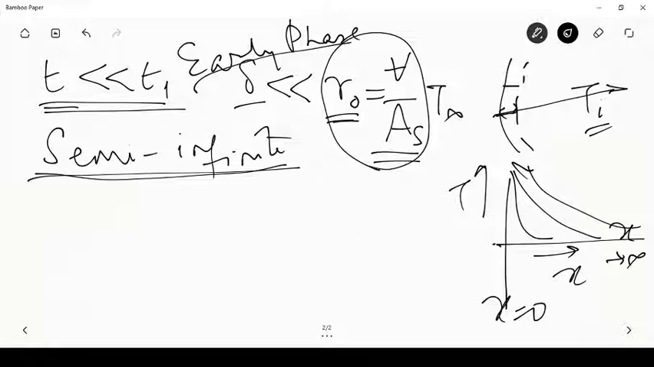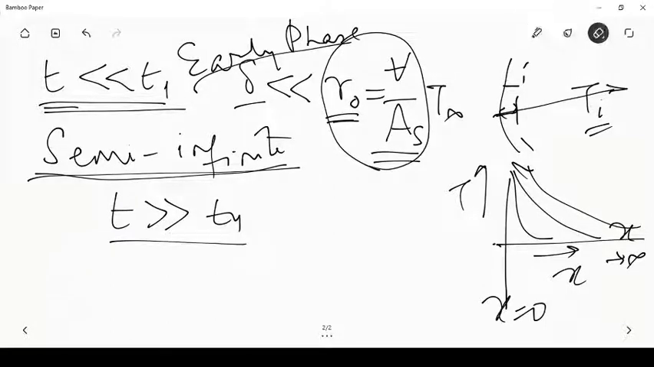In the other extreme, when the time is much greater than t1, then what happens? So it is long since the entire body was affected by the presence of the boundary. So there is no more point inside the body which is at the initial temperature. So much so that you can actually consider the temperature inside the body to be reasonably equal to each other at various points, and very different from the temperature which is outside.